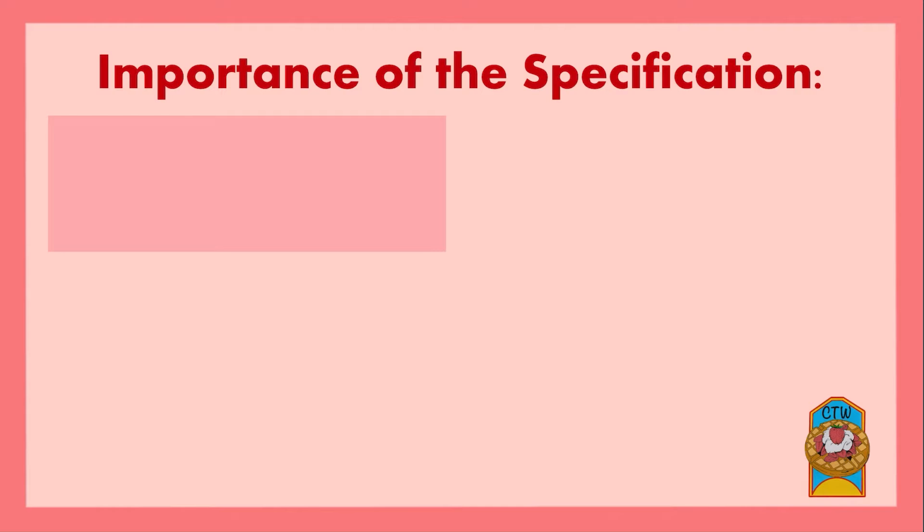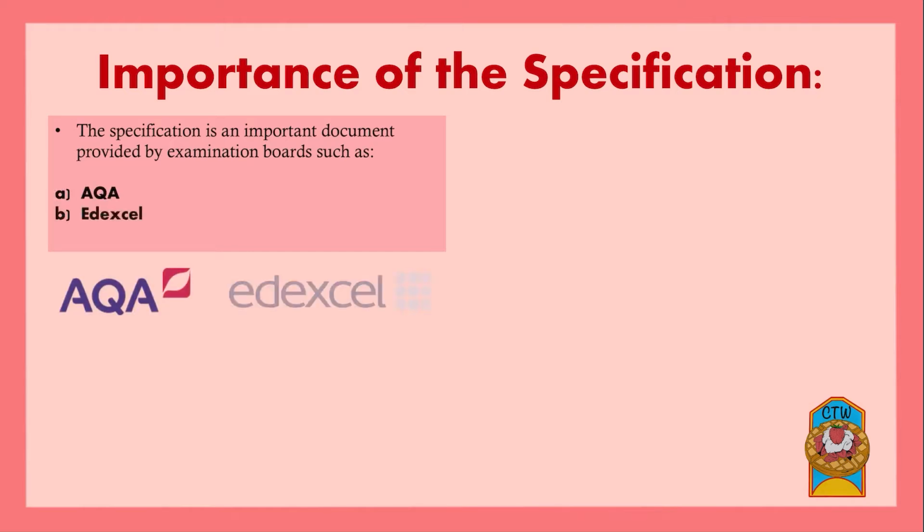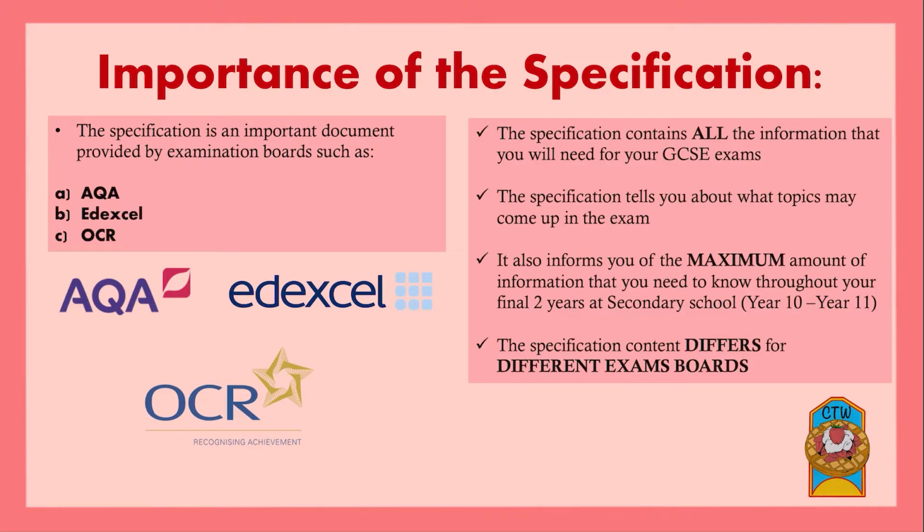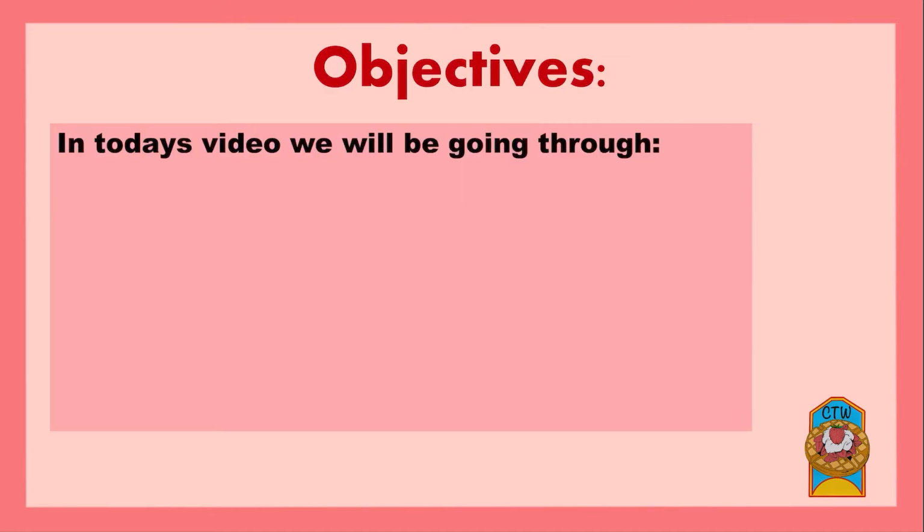In today's video we will be looking at the importance of the specification. The specification is a document provided by examination boards such as AQA, Edexcel and OCR. It provides a comprehensive list of everything that you can be tested on in your summer exams, hence it is important to understand what it is. There is a specification specific for every single subject.